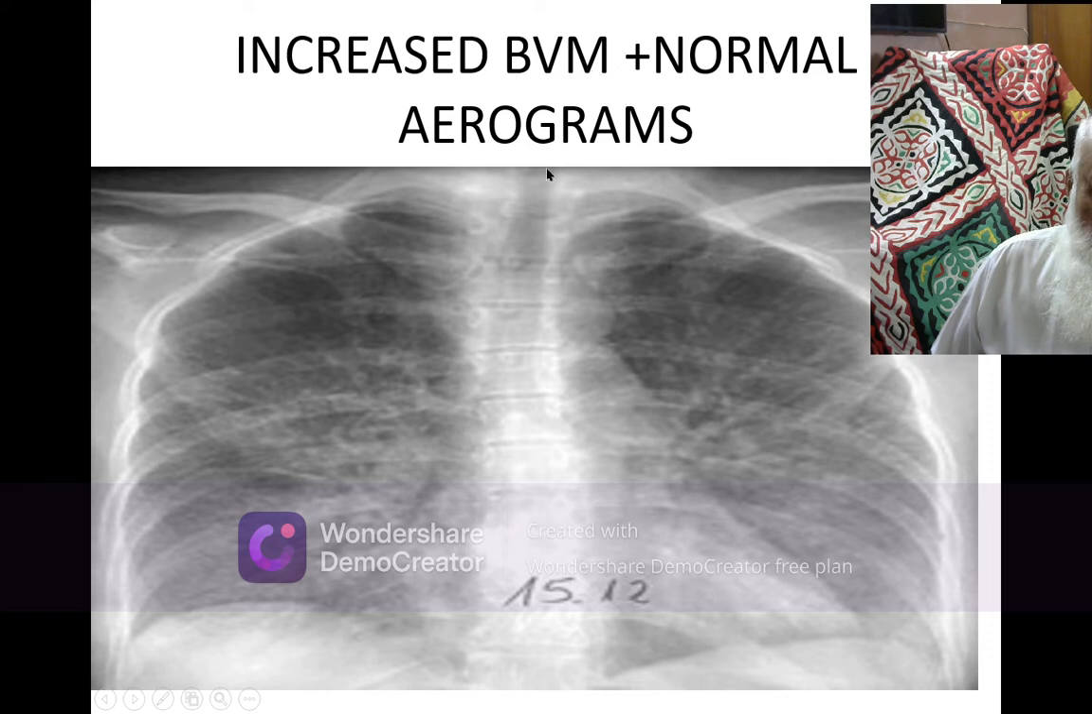Increased bronchovascular markings, normal aerograms. Here normal aerograms are there, but these are flushed out or masked by the increased bronchovascular markings. Aerogram, bronchovascular marking, aerogram, bronchovascular markings. These are lines you see, bronchovascular markings all over. You see this usually in acute bronchitis. After the upper respiratory infection, cough occurs, productive cough occurs. It is a part of the disease.